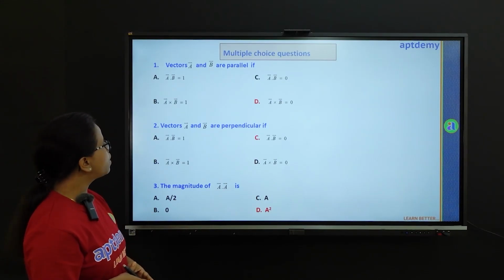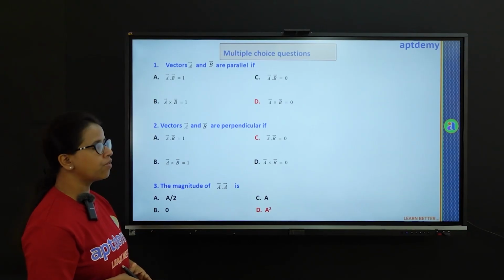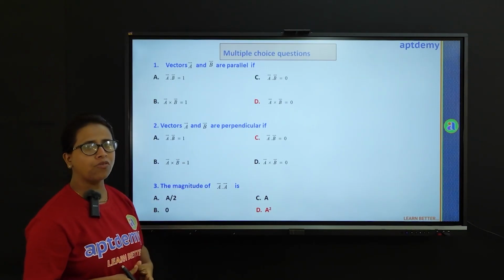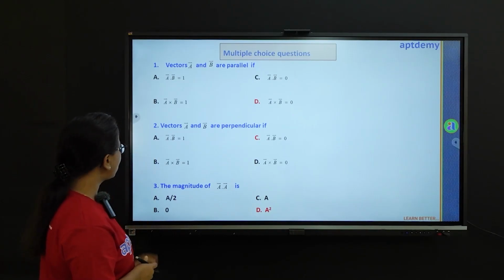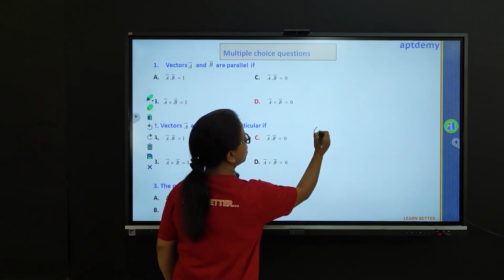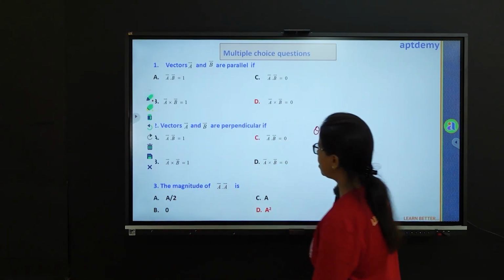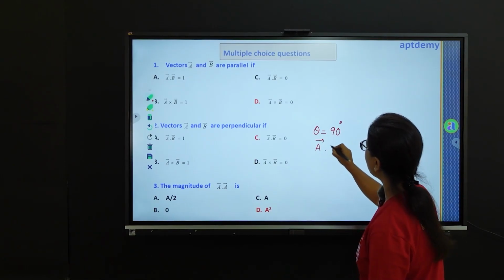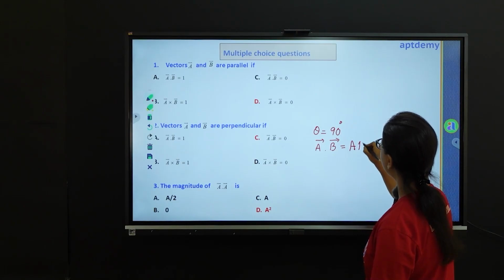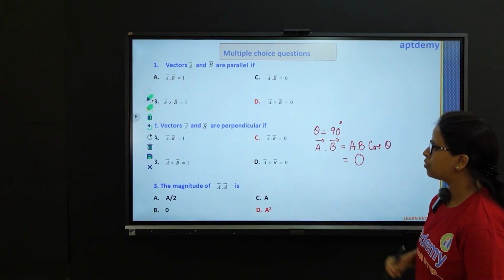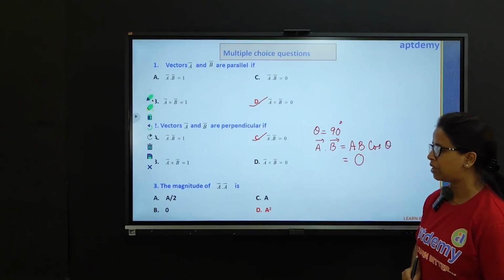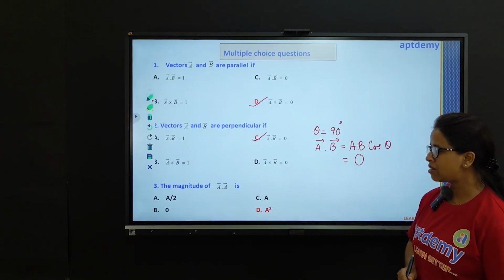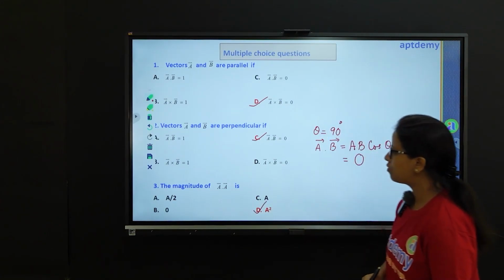Now the second problem: vector A and vector B are perpendicular if. So we remember the helpers, it is vector A dot vector B equals 0 because theta is 90 degrees. So you can just do this in a second. Theta is equal to 90 degrees, which means I'll check the option vector A dot vector B, which is equal to AB cos theta. Now cos 90 is 0, so we are left with vector A dot vector B is equal to 0. So option C turns out correct. Now the vector A dot vector A is A square. So these are very easy problems.